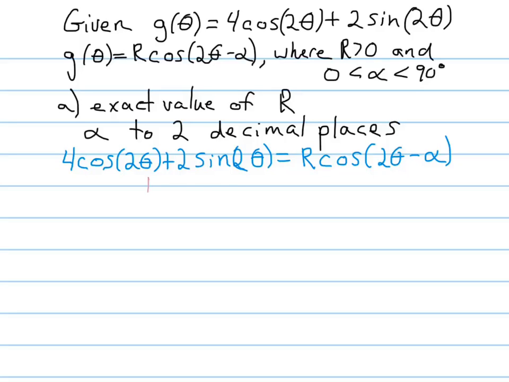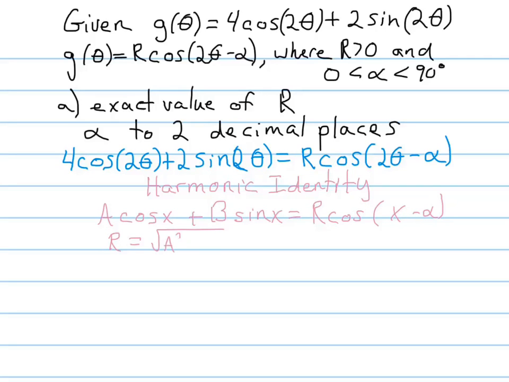Now, this is what is called a harmonic identity. The formula for this harmonic identity is a cosine of x plus b sine of x equals r cosine of x minus alpha. And the value of r is equal to the square root of a squared plus b squared. And the value of alpha is the inverse tangent of b divided by a. So we solve.